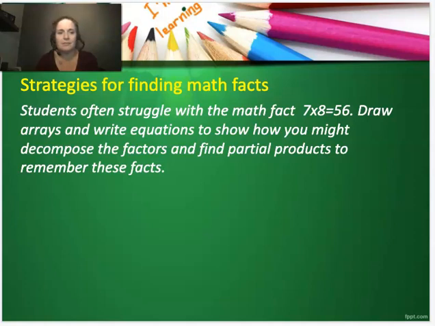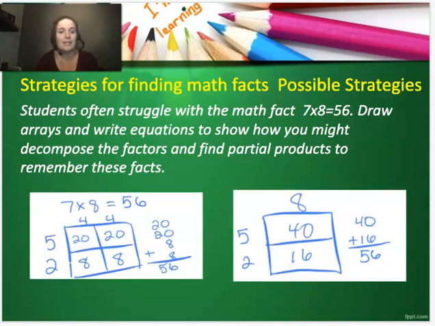Here are some possible strategies. You could decompose the 7 into 5 and 2. You could decompose the 8 into 4 and 4. Or you could decompose just the 7 and multiply it by the 8. Did you have something else? There's lots of ways to do it.